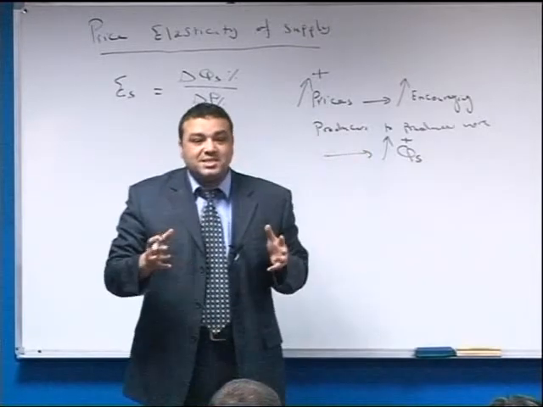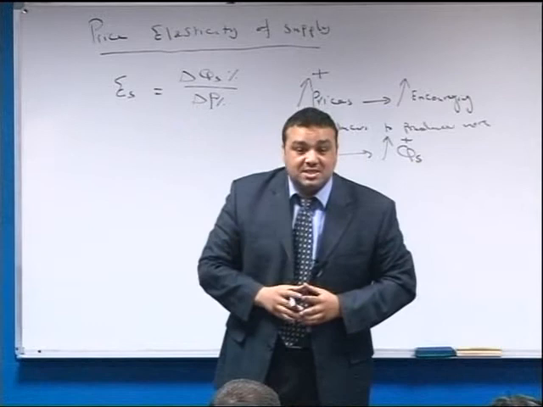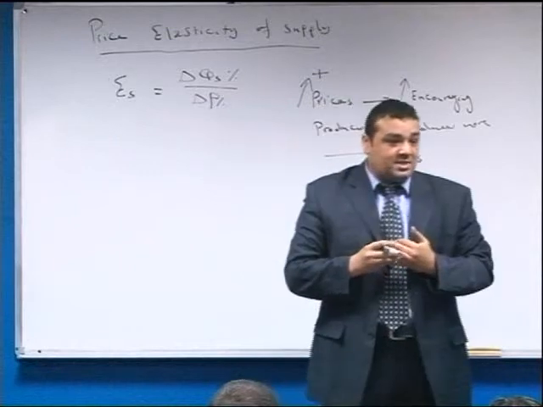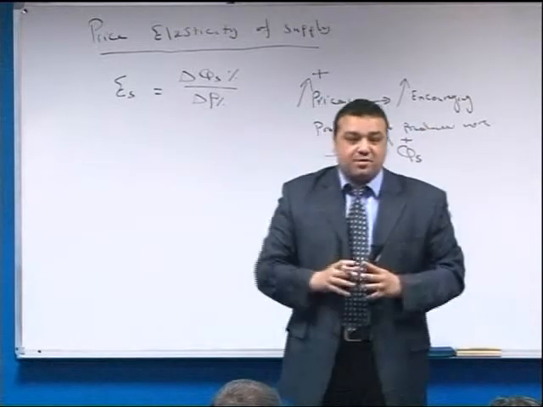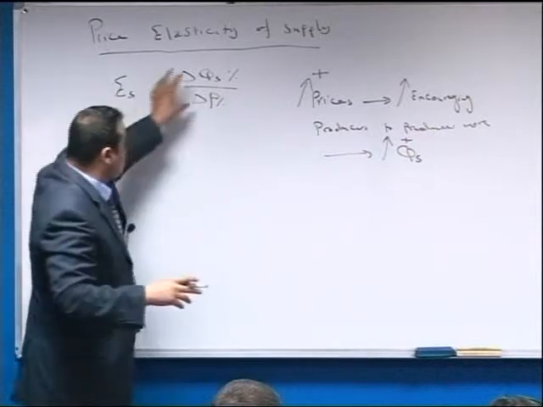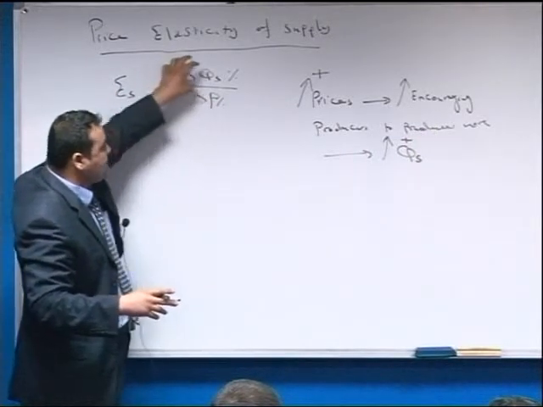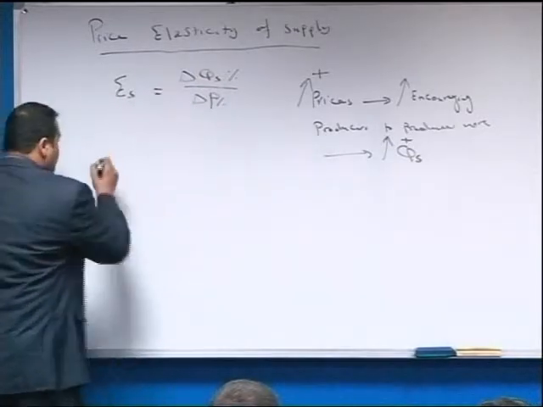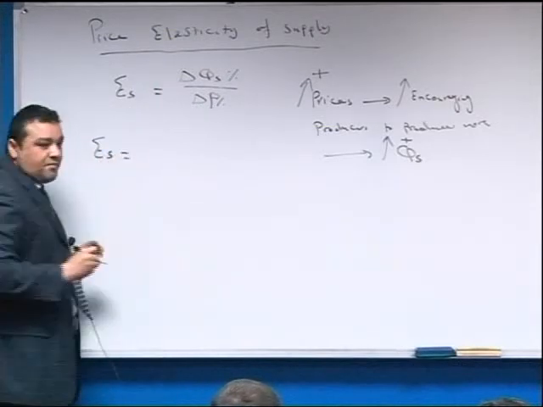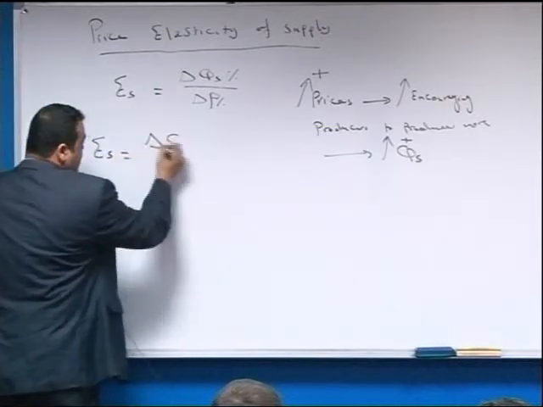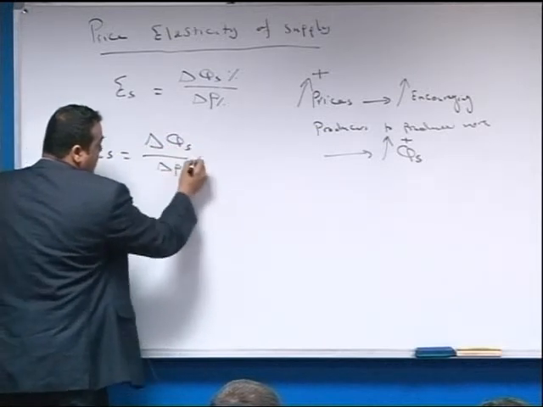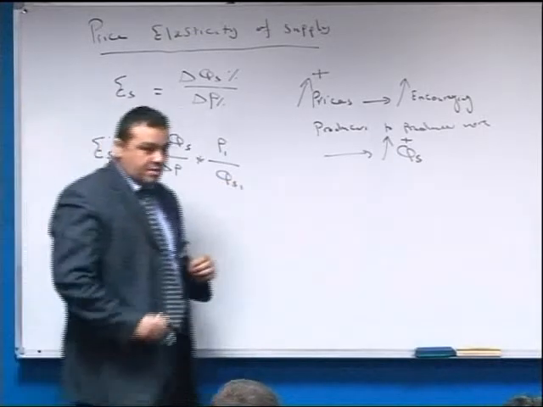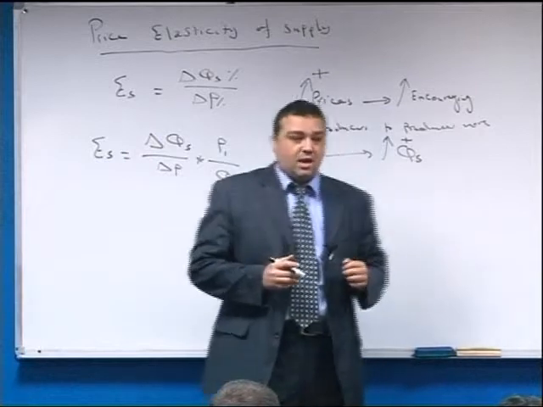So let's discuss how to calculate the price elasticity of supply. We have three formulas. Number one, the percentage formula, which is ES equals the percentage change in quantity supplied over the percentage change in the prices. The second one is the general formula, which is delta QS over delta P times P1 over QS1.